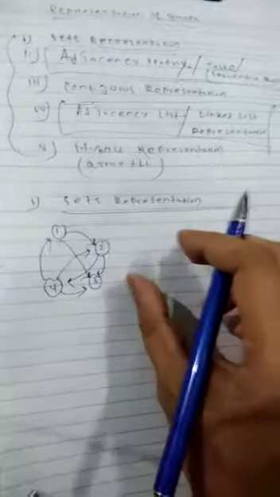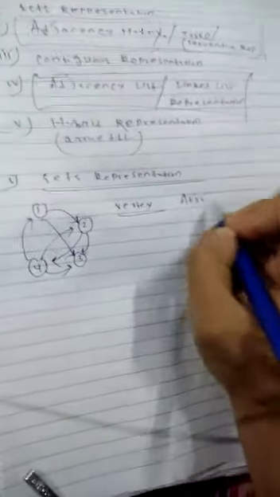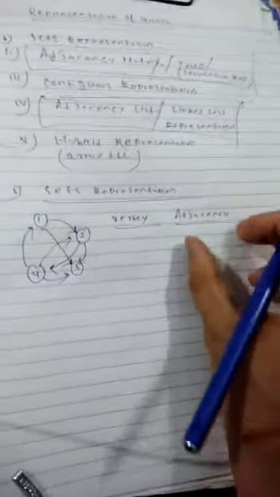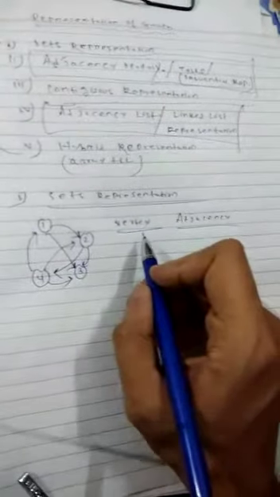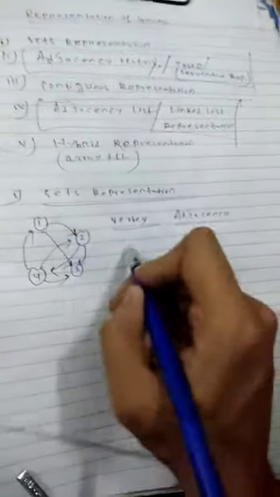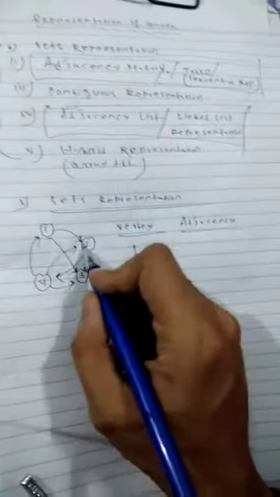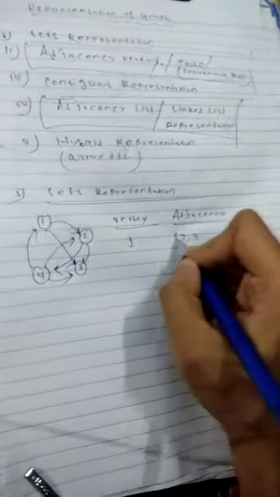So how is the set representation done? The set representation contains 2 columns. One is the vertex, and another is the adjacency, that is the list of the node and the connected nodes. We have to represent this. So first, what is the vertex here? There are 4 vertices, 1. Then 1 is connected to 2 and 3. So I am writing here the adjacency of 1 is 2 and 3.